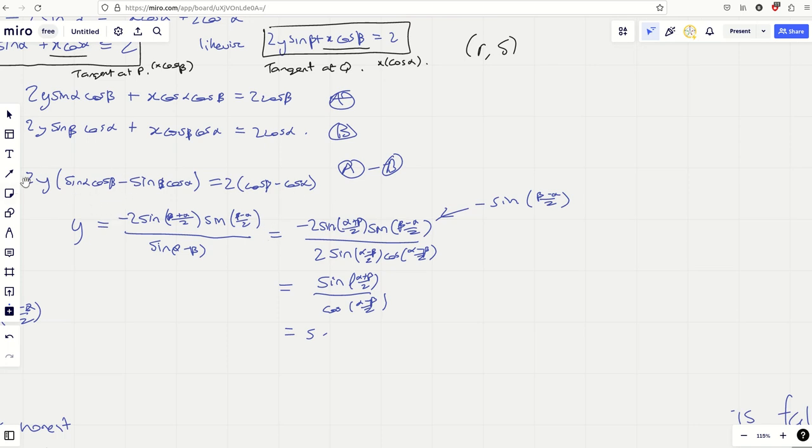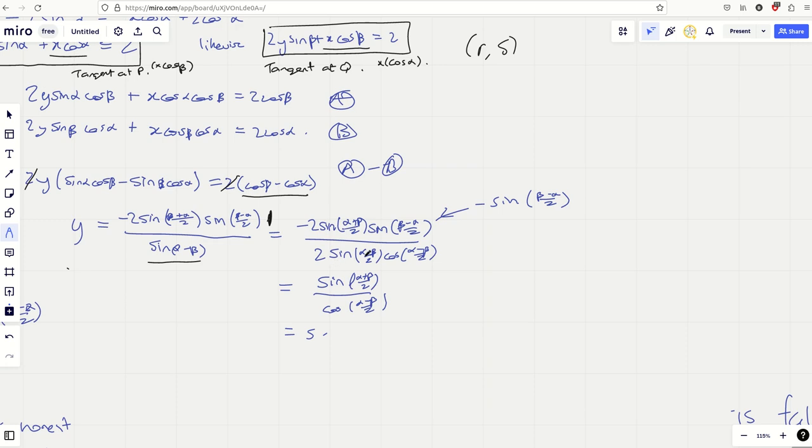And if I cancel the 2's, divide that by that, and also use the factor formula again to turn this into all of that, you're going to get eventually, now, here's the last tricky bit, sine alpha minus beta is what this equals.